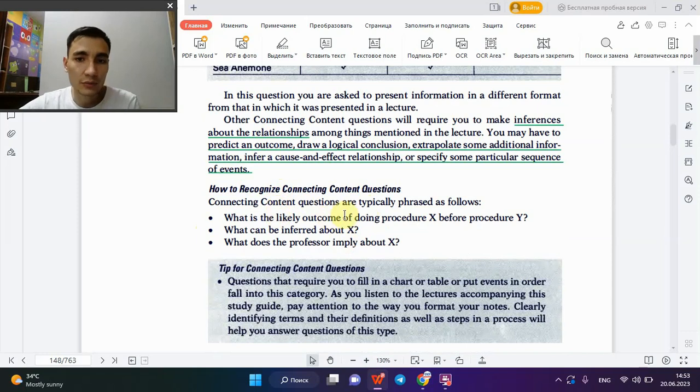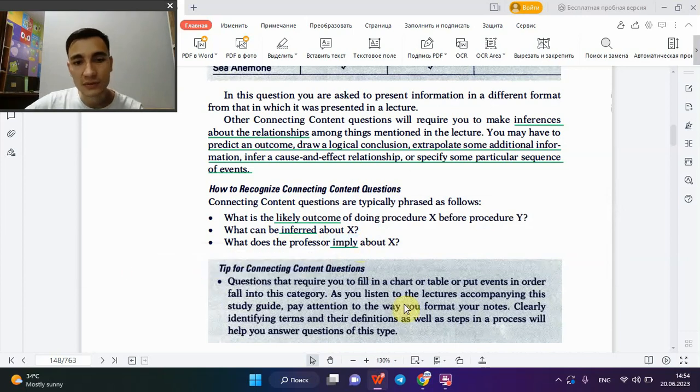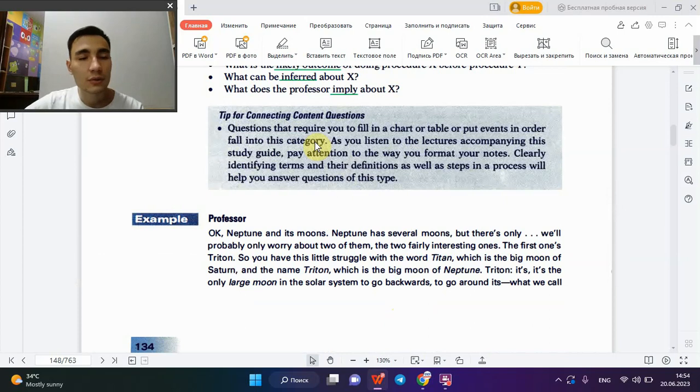What's the likely outcome of doing procedure X before procedure Y? Likely outcome so'rashyapti. What can be inferred? Nima xulosa qilinsa bo'ladi so'rashyapti. Imply ham so'rashyapti. Ko'rayotganingizda ko'p qismlarda savol turlarini misol va qism sifatida keldi. Tips for connecting content questions. Connecting content questionlarni qanaqa qilib ishlashimiz mumkin?